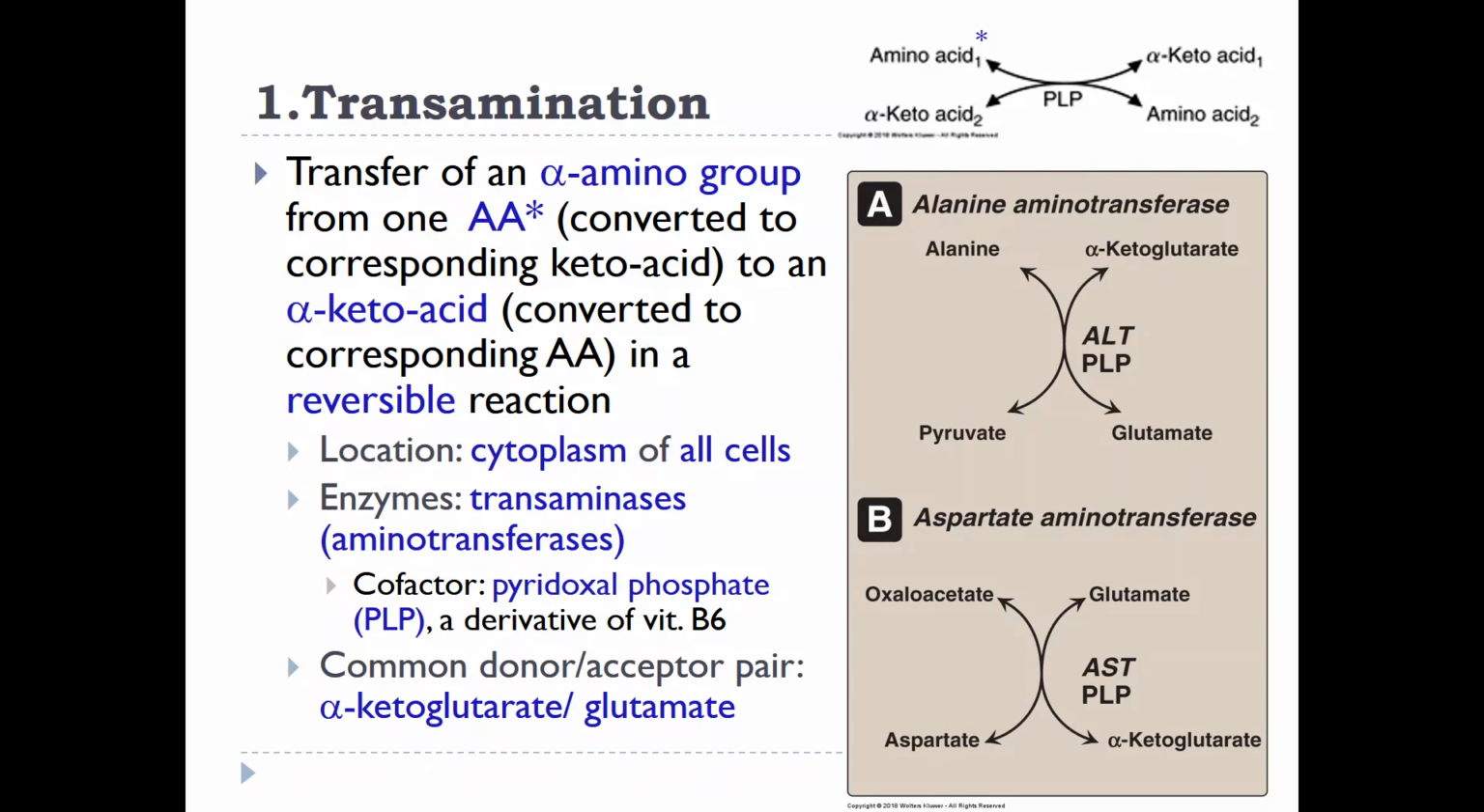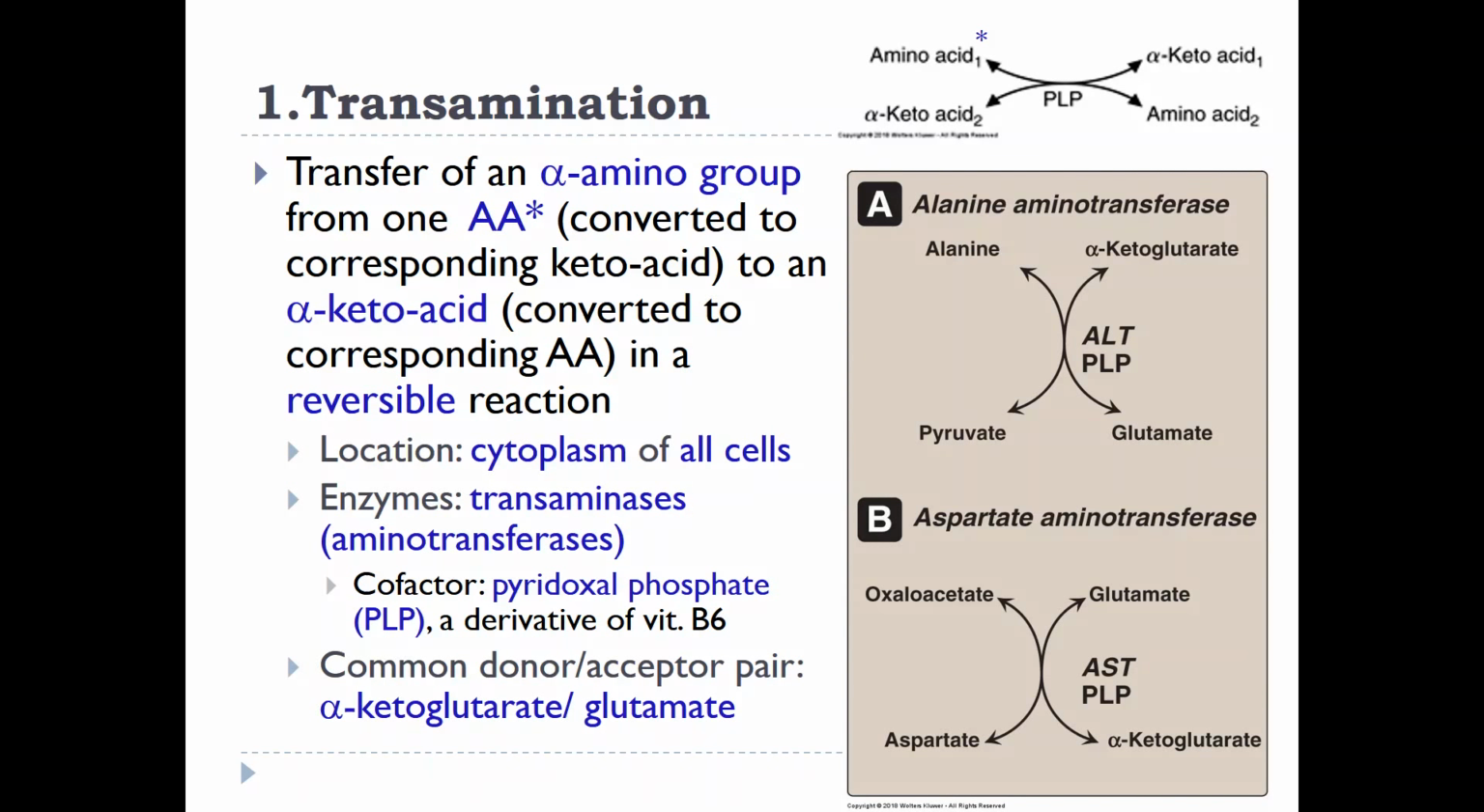The two most important aminotransferases are alanine aminotransferase, which mediates the transfer of an amino group from alanine to alpha ketoglutarate, and in the process they form pyruvate and glutamate. And the second most important aminotransferase is aspartate aminotransferase, which transfers an amino group from aspartate to alpha ketoglutarate, and in the process it forms oxaloacetate and glutamate.